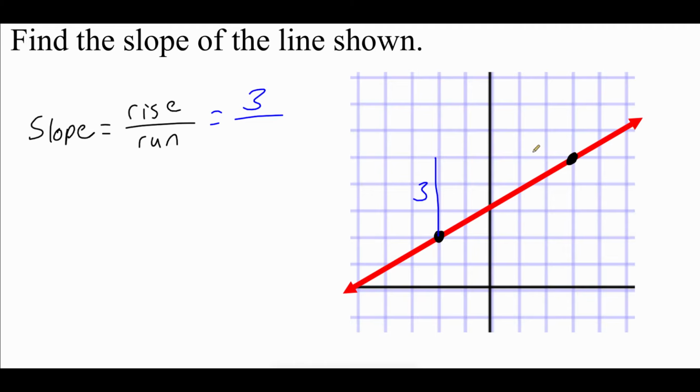And then from here I need to get over to that other dot that I highlighted, and that would be the run. So I'm counting the run here as we move over, and that is 5 spaces over. So the run of this line is 5. So because we have a rise of 3 and a run of 5, we would say that the slope of this line is 3/5.